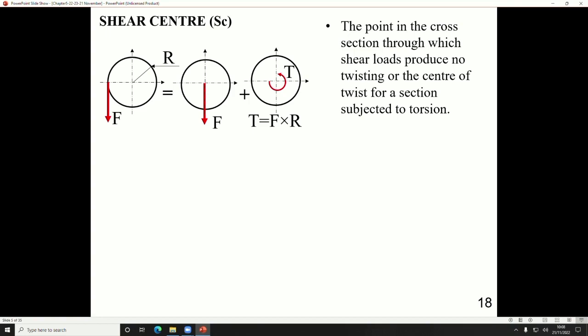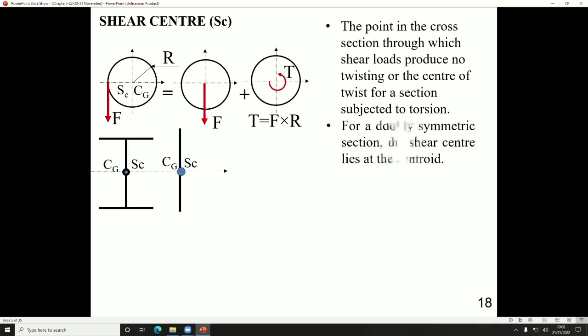Now, when the section has two axes of symmetry, the centroid and the shear center are located at the same position. Centroid and shear center are not the same. They're two different positions on the cross-section. But when the section has two axes of symmetry, the two are coincident. So, for example, for this I section, this panel section, the shear center and center of gravity are the same.